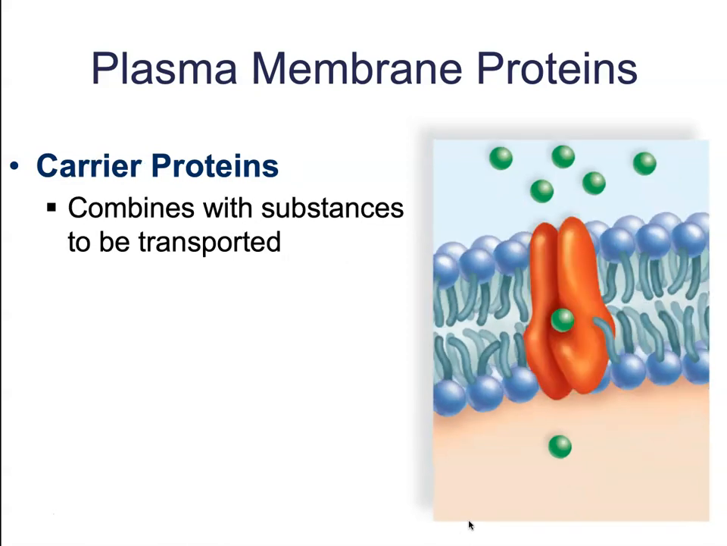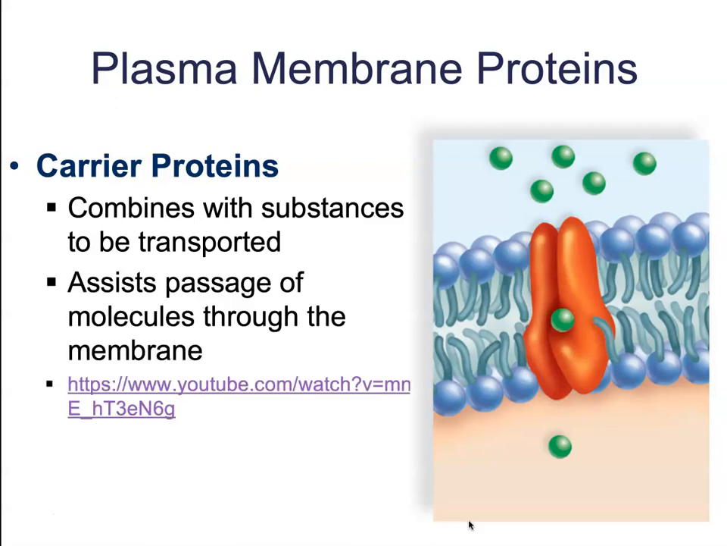Another type of plasma membrane protein would be a carrier protein. Carrier proteins are another type of transport proteins. These proteins bind with the molecule they're transporting and then alter their shape to allow the molecule to move across to the other side. These are going to assist in the passage of molecules through the membrane.